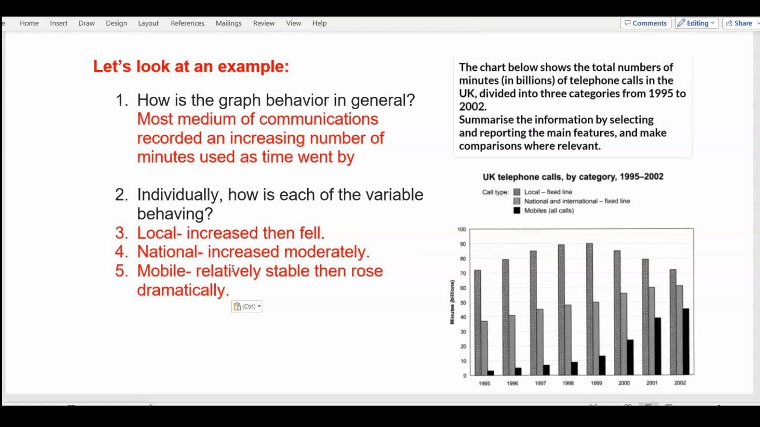Every answer that you get here is very important. You'll be using them either in the overview or in your main body paragraph when you're writing the features. So even if you don't use it in the overview, please conserve it because it will be necessary in your main feature description. Okay, so now we have an idea of how the individual variables behaved. So let's go on to the third question.